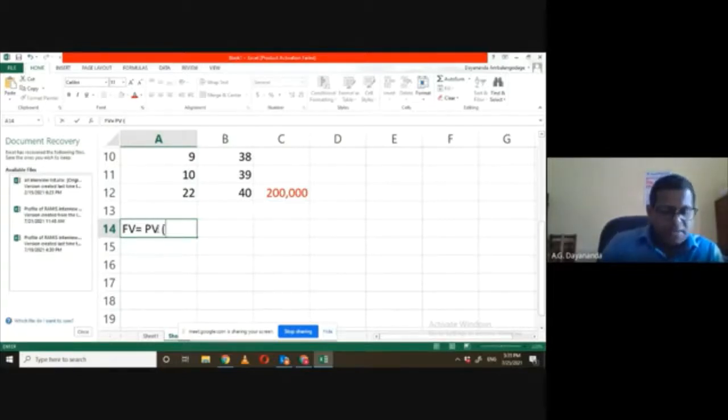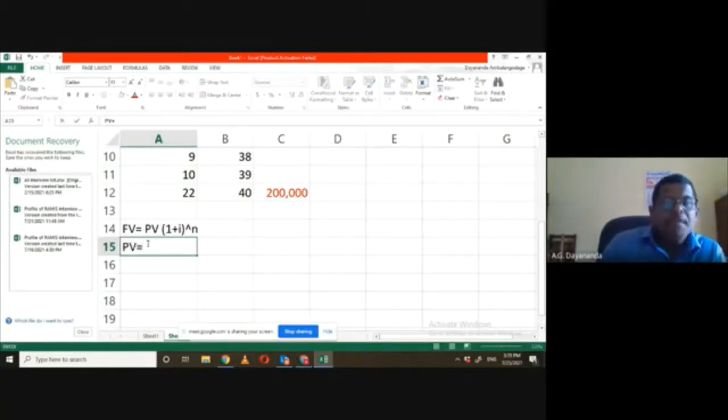1 plus I, where I means interest, to the power N. This is the common formula. Now, the second formula we learned is not this. We took the PV out, you can remember.